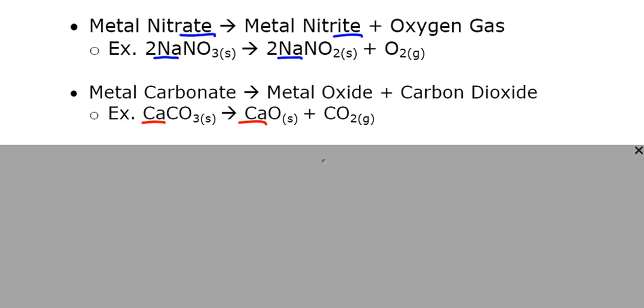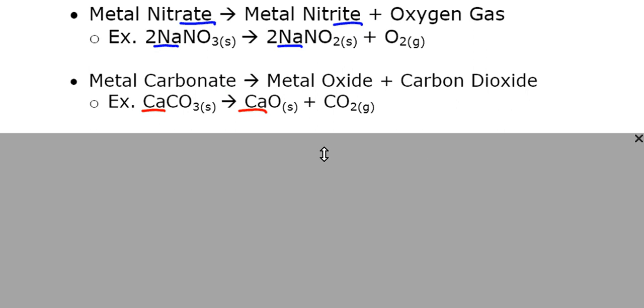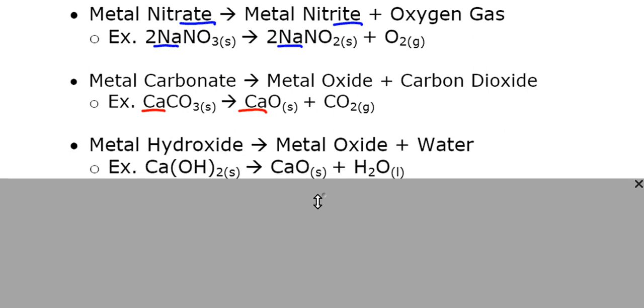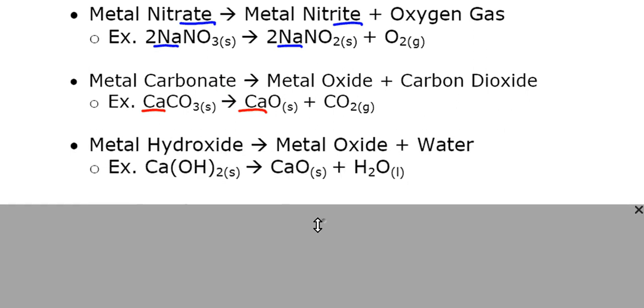Let's look at one more specific example of decomposition reactions. Again, this involves a metal. What happens this time if you have a metal hydroxide and you want to decompose it? So here's your metal and here's your hydroxide ion. In this example is calcium hydroxide.